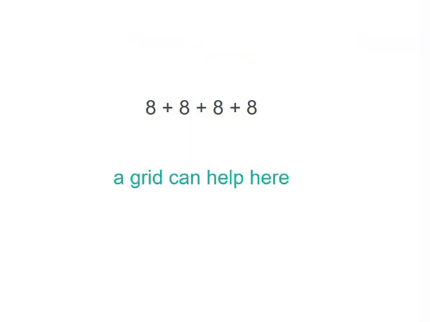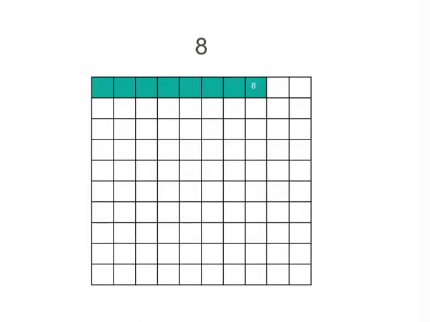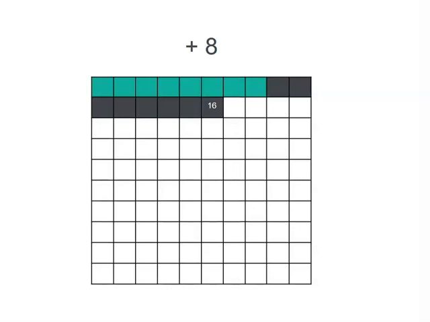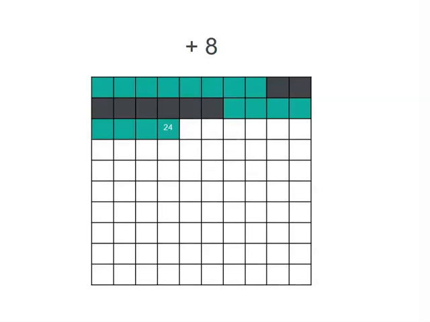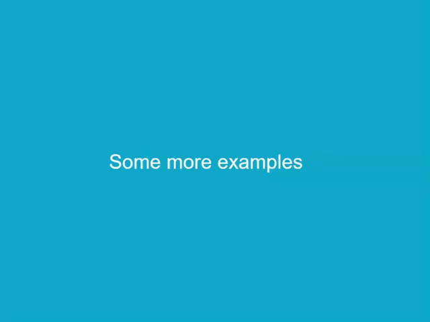A grid might help you here, and I like to use a 10 by 10 grid to help when I'm adding numbers like 8 or 9. So I'm going to colour in my first group of 8. When I colour in my second group, you can see I've got 10 plus 6 more, 16. My third group means I've got 2 rows of 10 plus 4, that's 24. And my fourth group of 8 means 3 rows of 10 for 30, and 2 more makes 32.